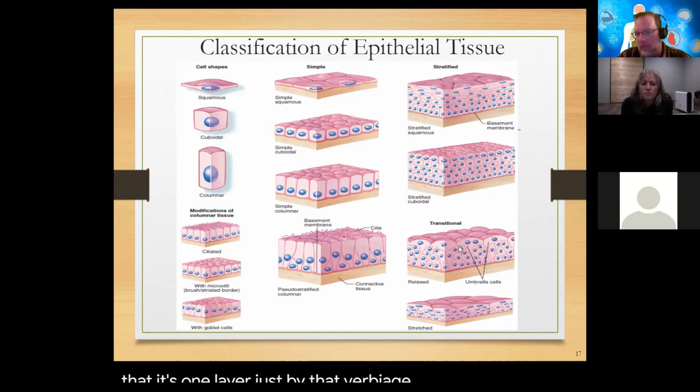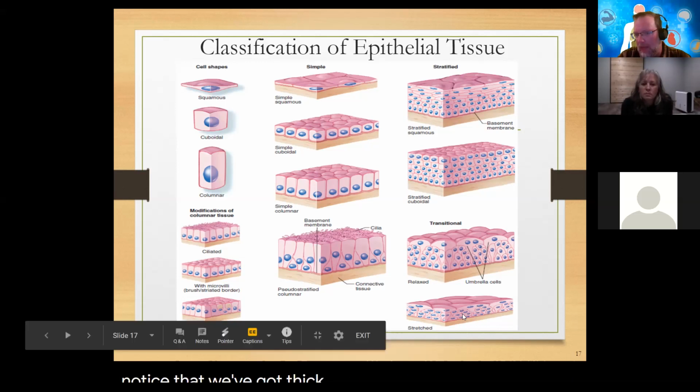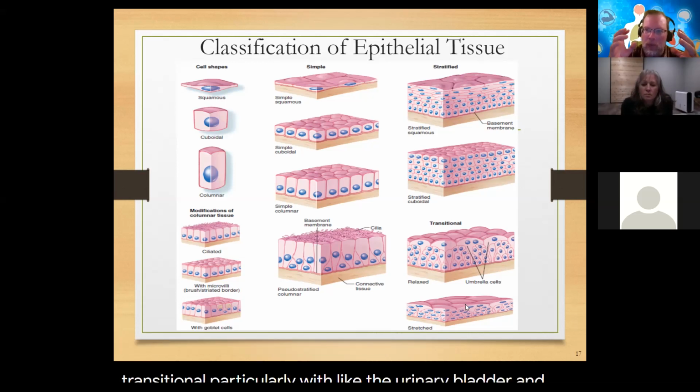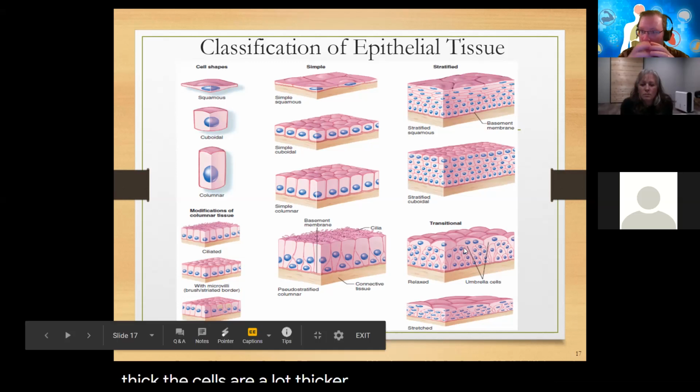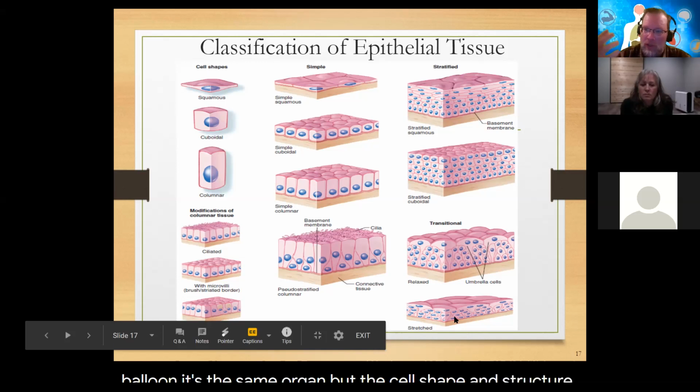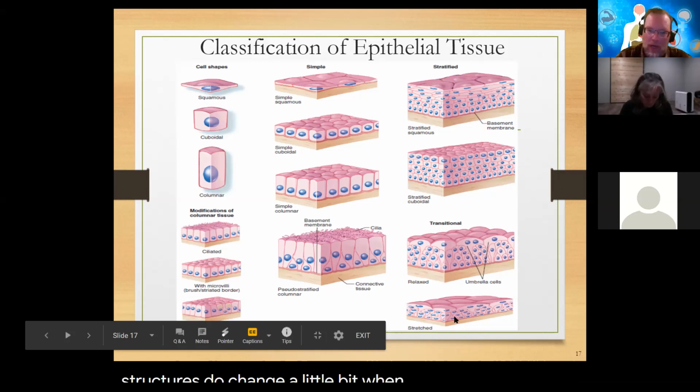Transitional, you notice that we've got thick and then we've got thin. We see transitional, particularly with the urinary bladder and the ureters, where it's kind of like a balloon situation. When the balloon is empty, it's really thick. The cells are a lot thicker when it's relaxed. When I blow the balloon up, the cells get stretched out. So it's still a balloon, the same organ, but the cell shape and structures do change a little bit when that particular item distends.